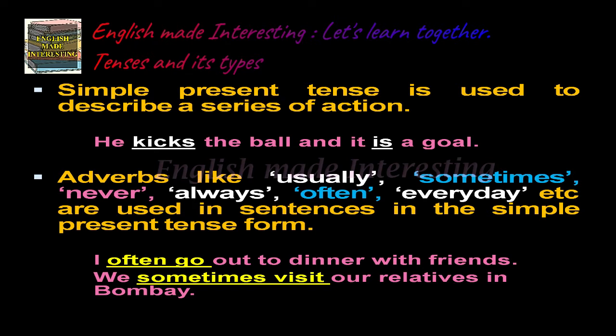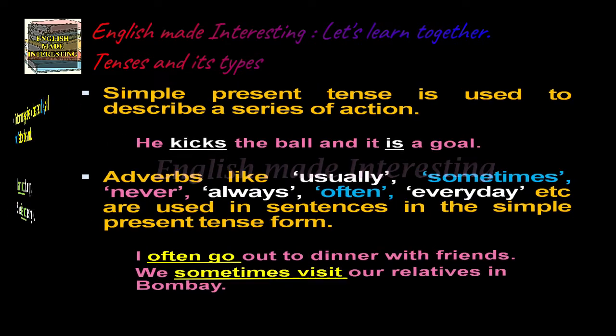Adverbs like usually, sometimes, never, always, often, every day, etc. are used in sentences in the simple present tense form. Example, I often go out to dinner with friends. We sometimes visit our relatives in Bombay.